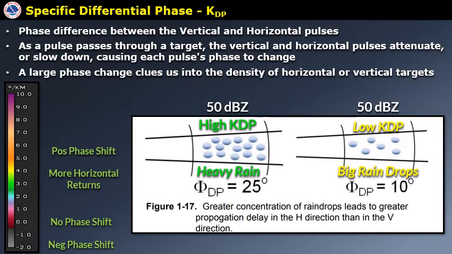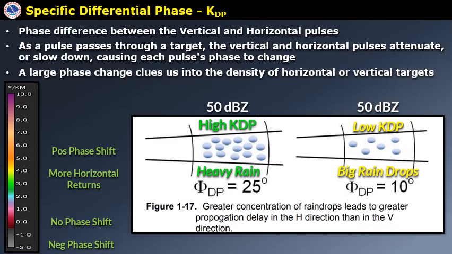Let's run through a little bit of an experiment here. Imagine we have a sample volume characterized by 50 dBZ returns. Now in this first sample volume on the left, a greater concentration of raindrops will result in a higher specific differential phase shift, and this implies the potential for heavy rainfall.